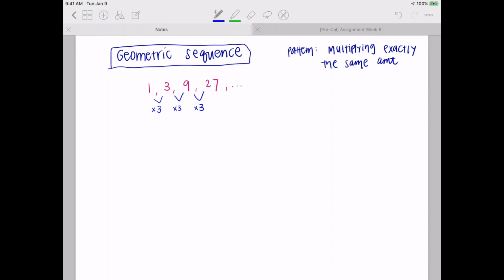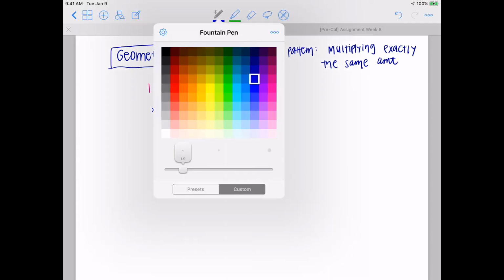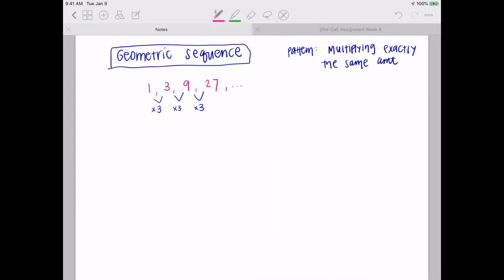Question-wise, if I ask you to find the 5th and 6th term, you can just multiply by 3 to get to the next one, which is 81, because 27 times 3 is 81. And now I'm going to take my 81 times 3, which gives me 243.